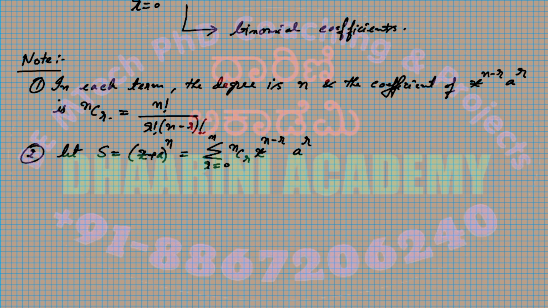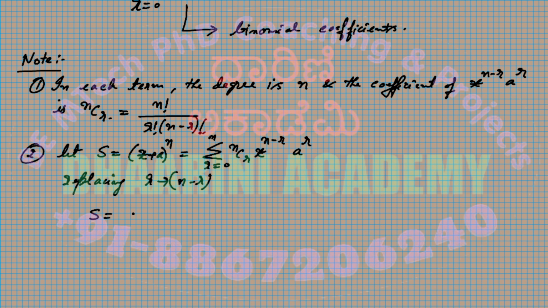So if I try to replace r by n minus r, because nCr is nC(n minus r), it should not change. That's what I'm expecting. So let's try to see this. Replacing r by n minus r, we'll try to find out what exactly this is going to give.